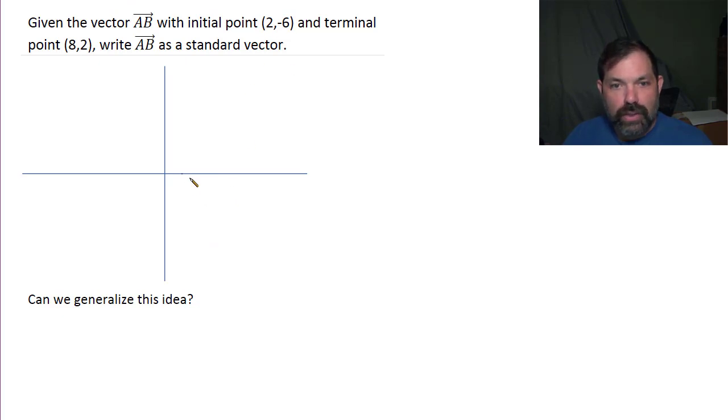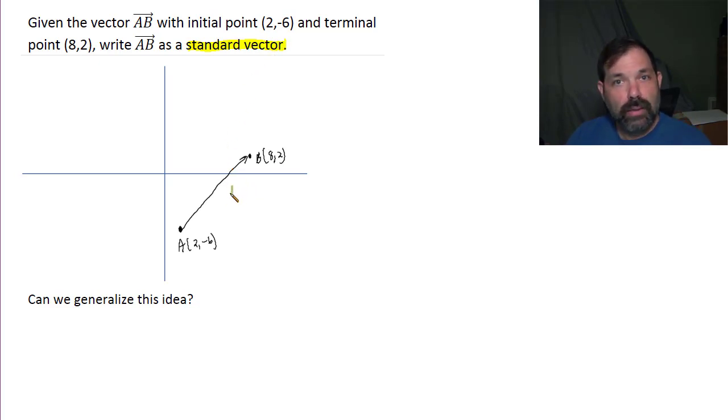All right, so let's see. 2, -6 is down here somewhere. Here's A, and that's the point 2, -6. B is 8, 2. It's up here somewhere. So there's the point B, and so here's the vector AB.